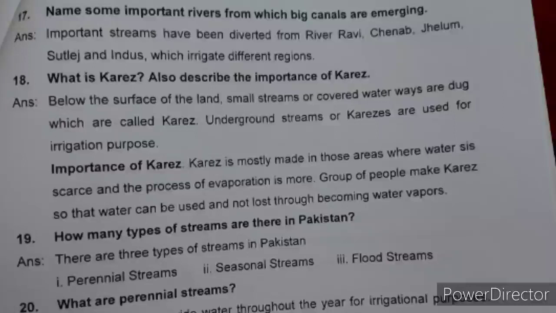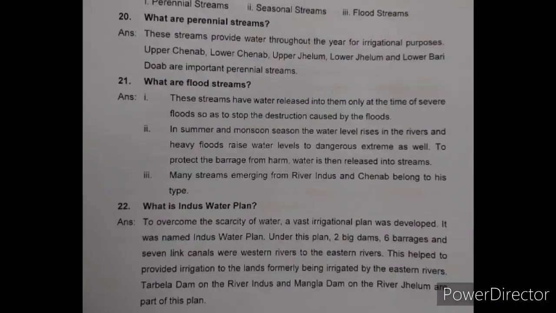And next question is, how many types of streams are there in Pakistan? There are three types of streams in Pakistan: perennial streams, seasonal streams, and flood streams. And what are perennial streams? These streams provide water throughout the year for irrigation purposes. And Upper Chenab, Lower Chenab, Upper Jhelum, Lower Jhelum, and Lower Bari Doab are important perennial streams.